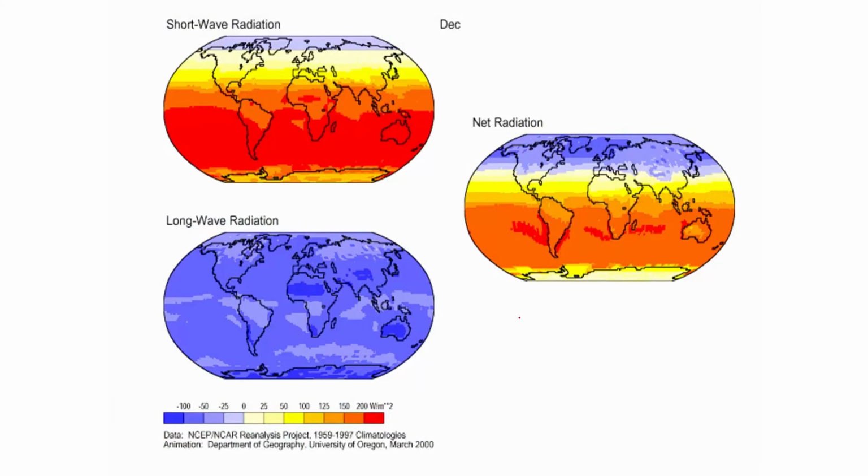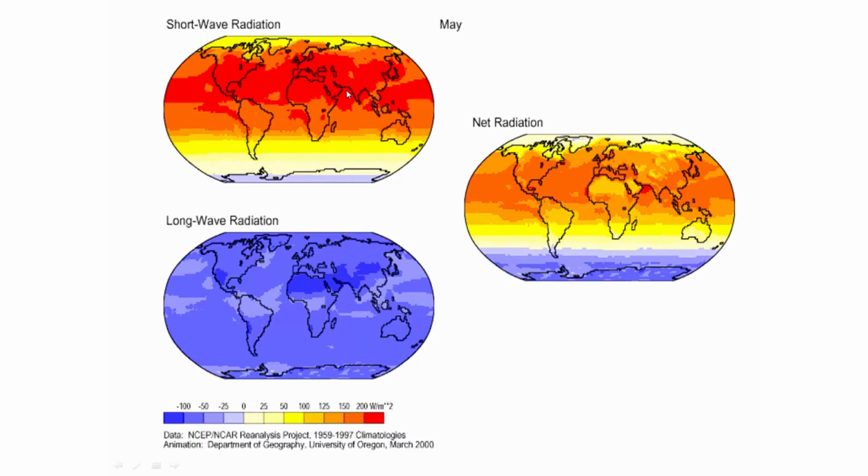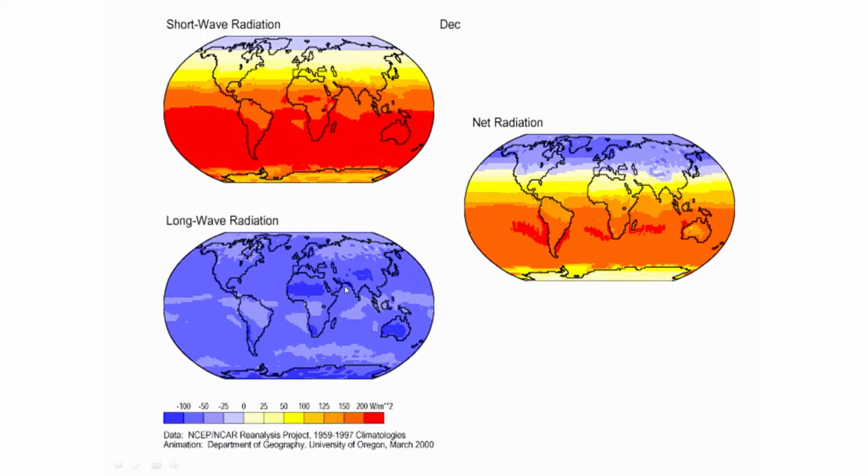And you can see that with this simple animation of the seasonal cycle. We looked at the short wave radiation before, and we are now showing the long wave and the net radiation.